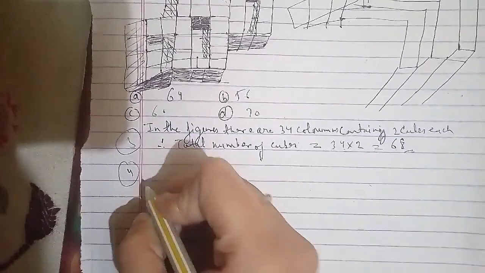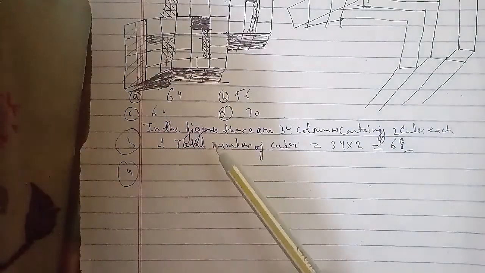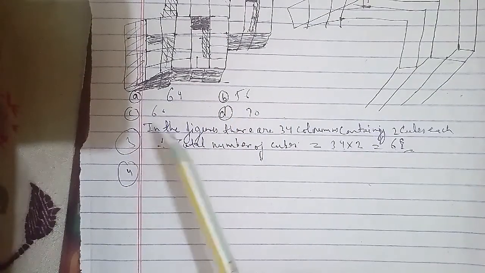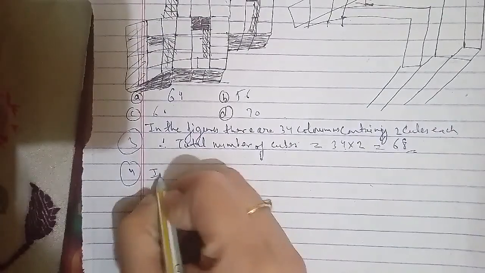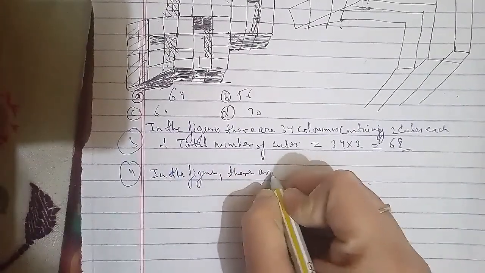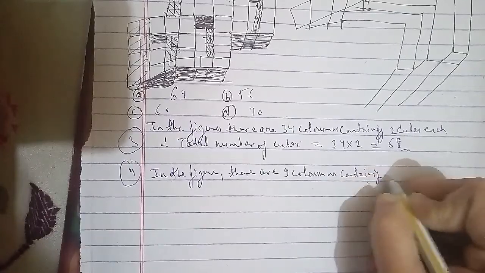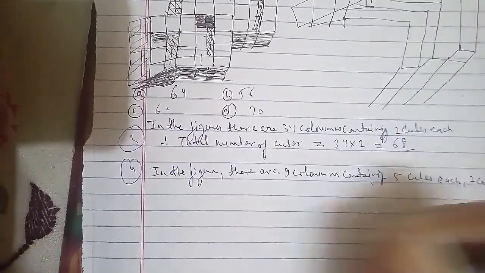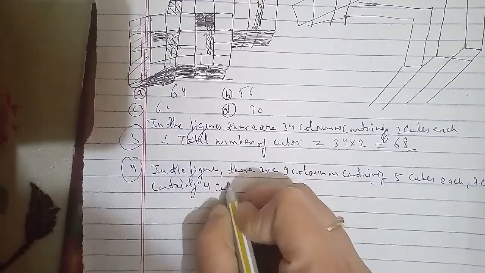In the figure there are 9 columns containing 5 cubes each, 7 columns containing 4 cubes each, 5 columns containing 3 cubes each, and 1 column containing 1 cube.